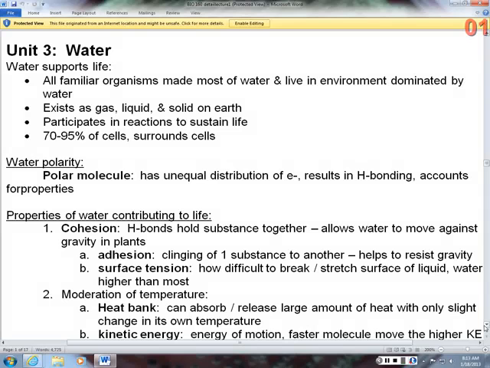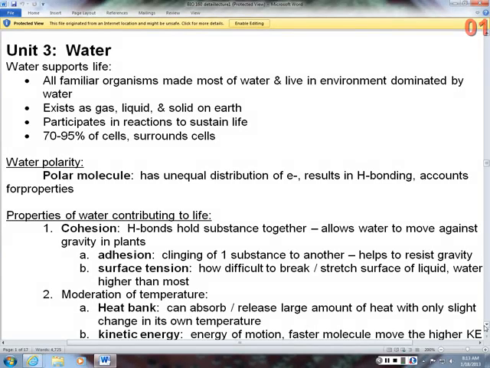So with water, this is going to continue the chemistry portion of things. It is going to be very familiar to life on Earth. All organisms are made mostly of water and live in an environment dominated by water. So when we talk about organisms, we're looking at life on Earth. Life on Earth is dominated by water, so that includes us in there.